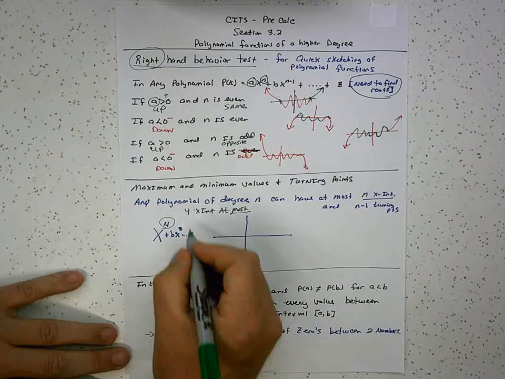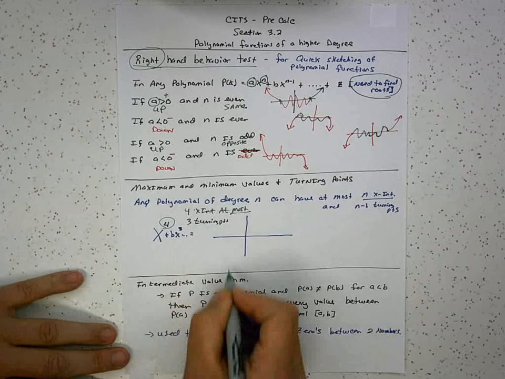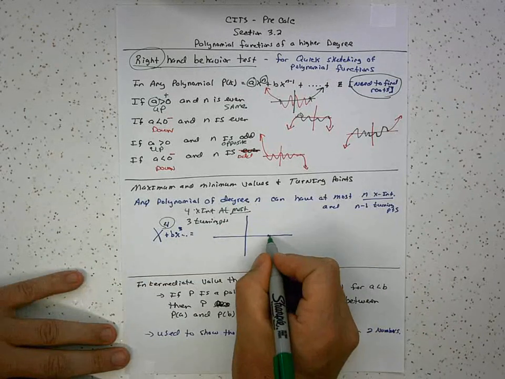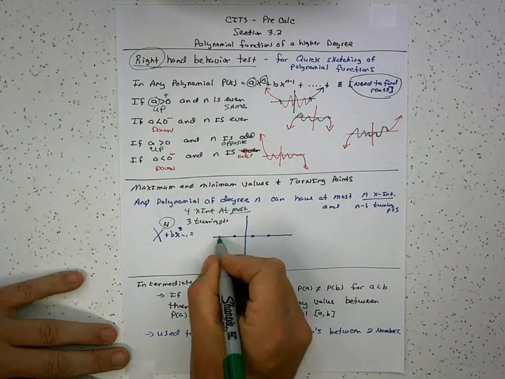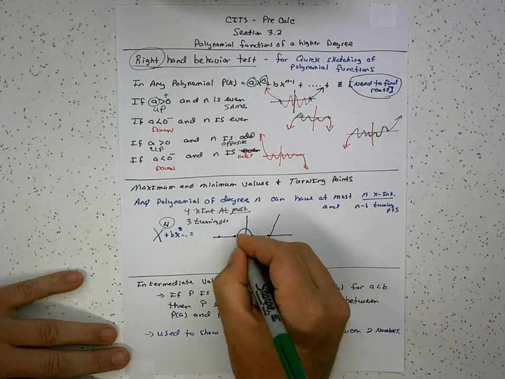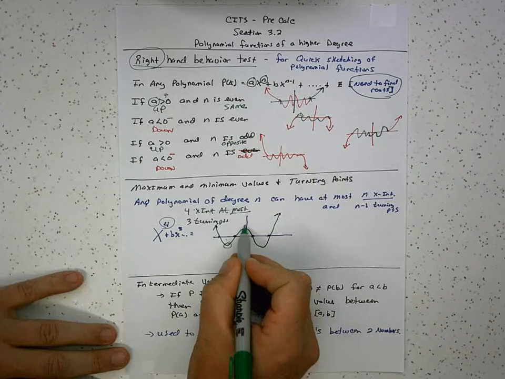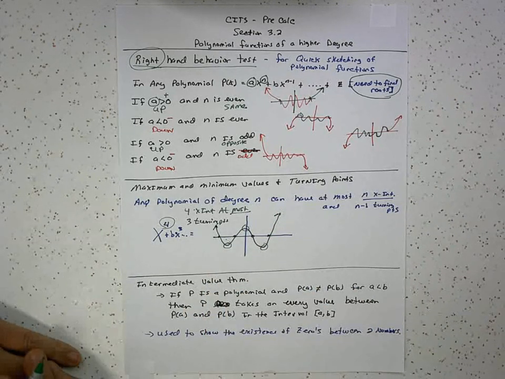At most, 3 turning points. So an x to the fourth equation will have at most, okay, so here are my x-intercepts. Just draw a general graph. How many turning points do I have? 1, 2, 3. So n minus 1 turning points.